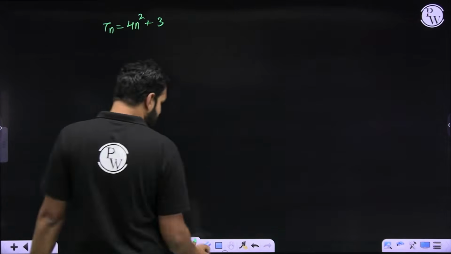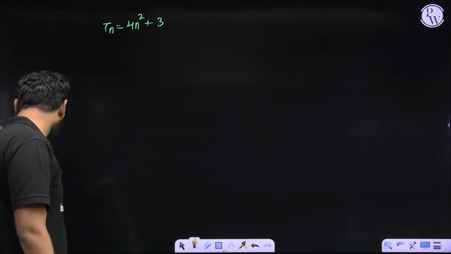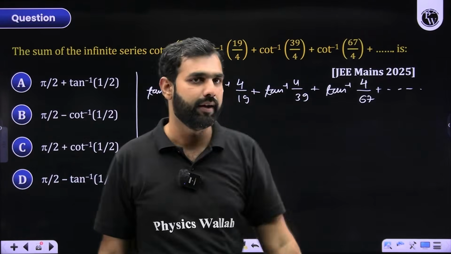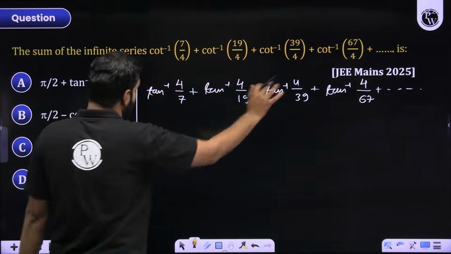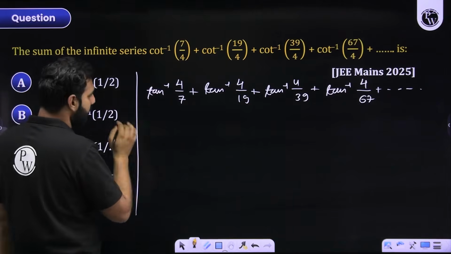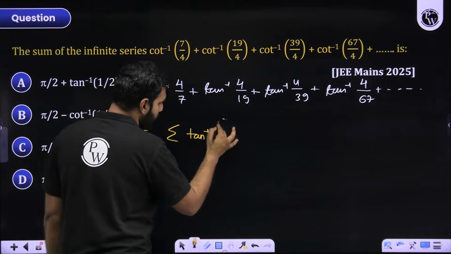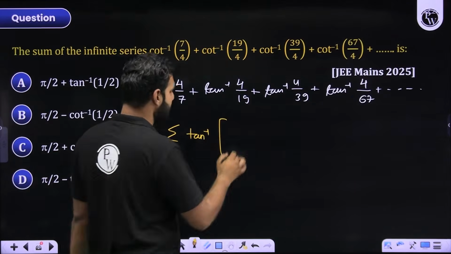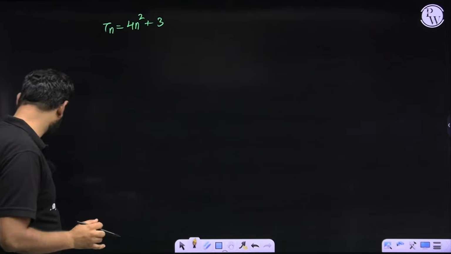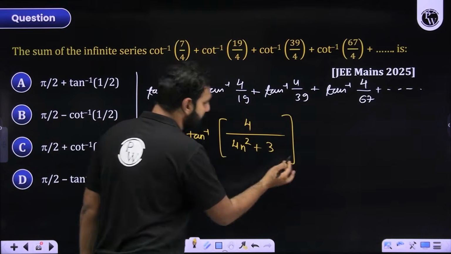Once you are able to generalize the nth term, you can now say a lot about this, because Tn is 4n square plus 3. The denominators are of the category 4n square plus 3. So if I wish to write its general term, if I wish to write this sequence, can I write its general term as summation of tan inverse of, the numerator is always 4, so let's write that 4 in the numerator. The denominator is now generalized as 4n square plus 3. Are you understanding this part comfortably?